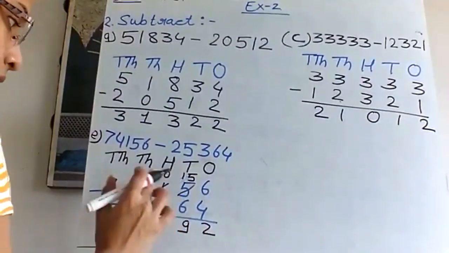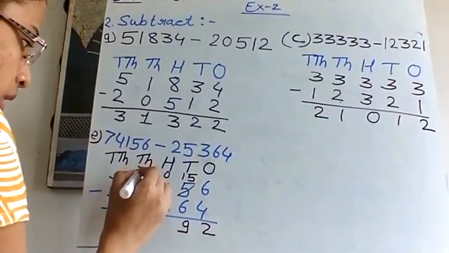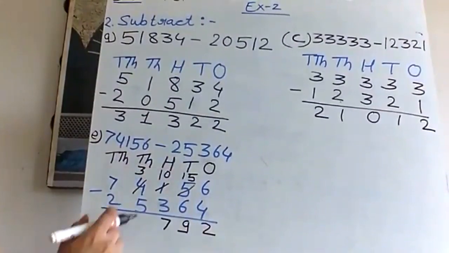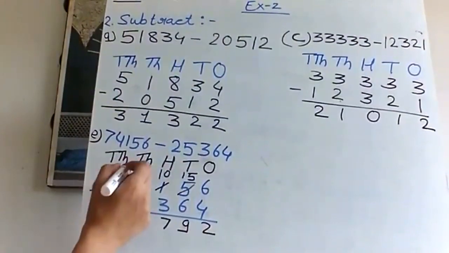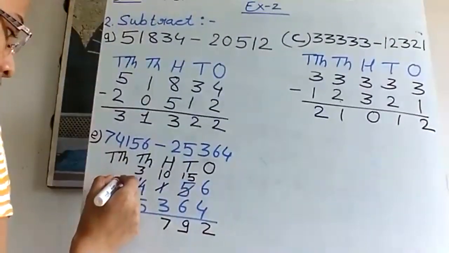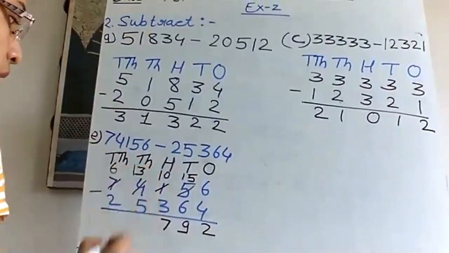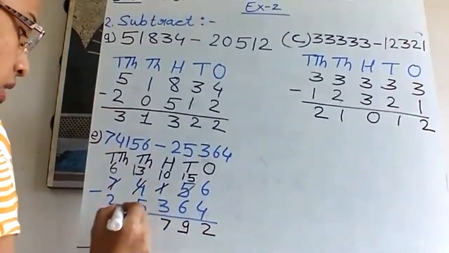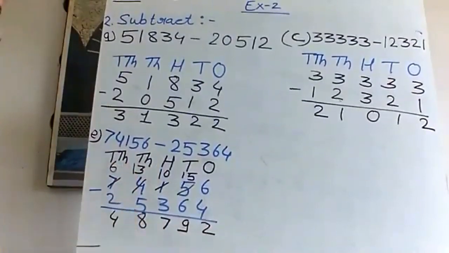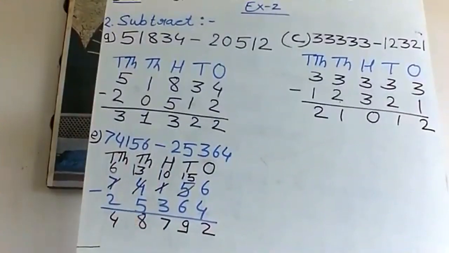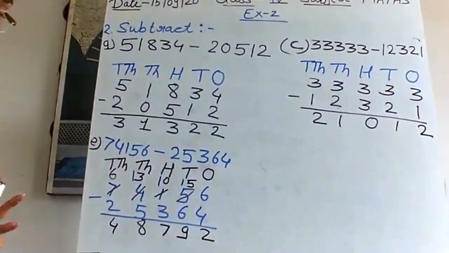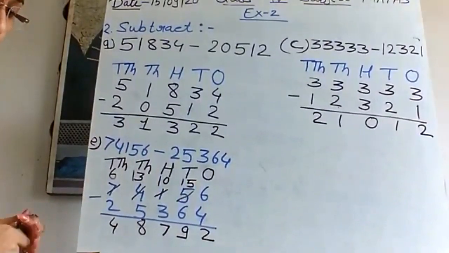No. So this 0 will take carryover from 4. 4 will become 3 and this 0 will become 10. Okay? 10 minus 3 is 7. Now again 3 minus 5 is not possible. So this 3 will take carryover from 7. 7 will become 6 and 3 will become 13. Okay? So 13 minus 5 is 8 and 6 minus 2 is 4. So our answer is 48,792. Clear? F is your homework. Moving to question number G.